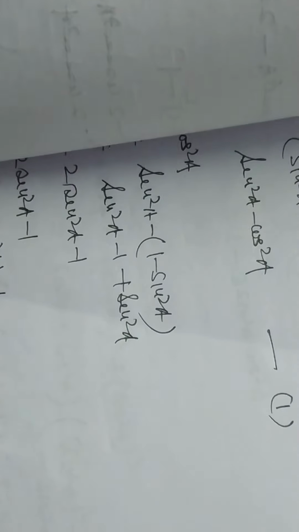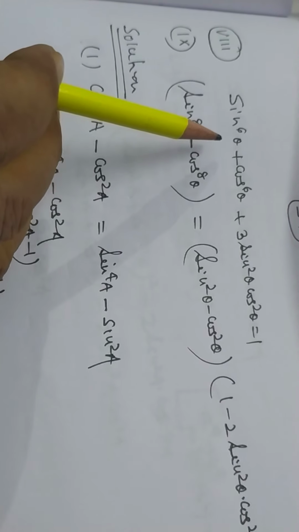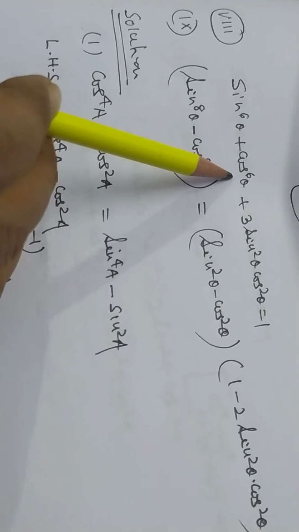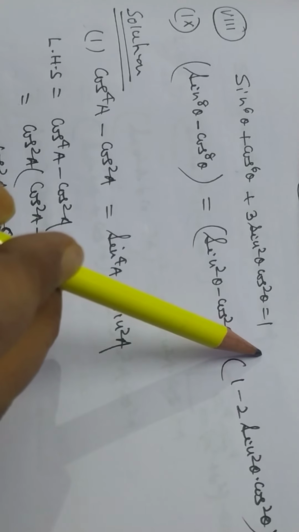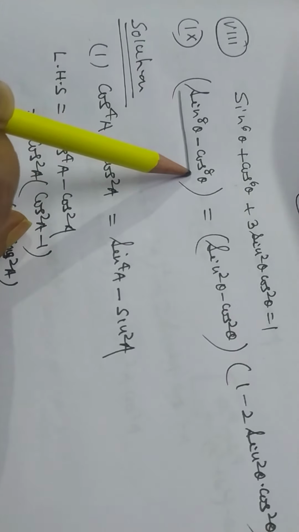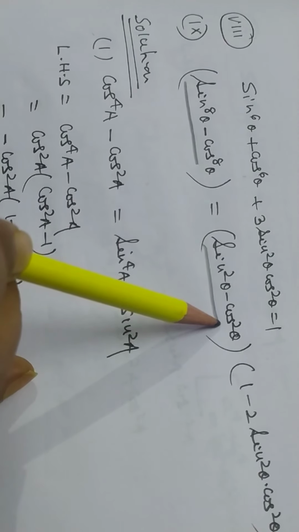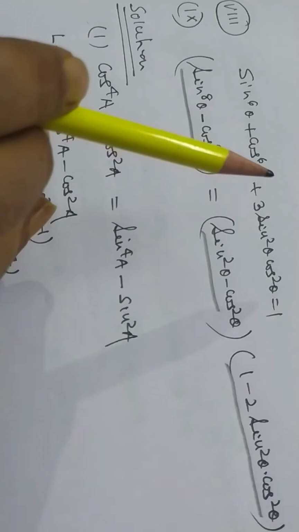Now I want to discuss all the important problems which are based on higher degrees and algebraic identities. Sin to the power 6 theta plus cos to the power 6 theta plus 3 sin square theta cos square theta is equal to 1. Sin to the power 8 theta minus cos to the power 8 theta is equal to (sin square theta minus cos square theta) into (1 minus twice sin square theta into cos square theta).